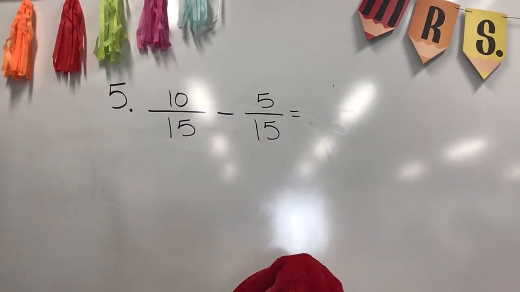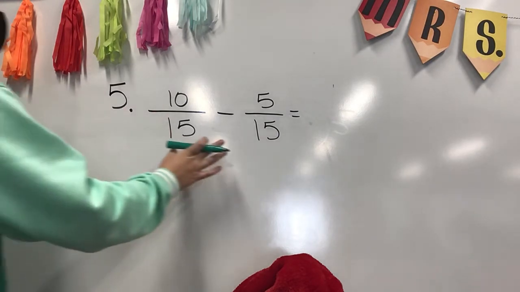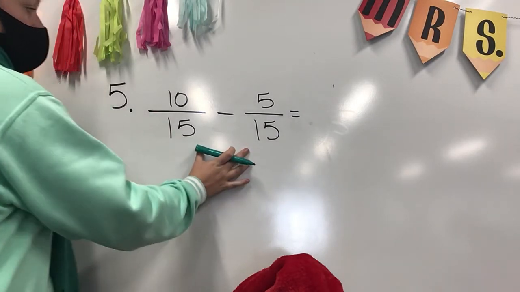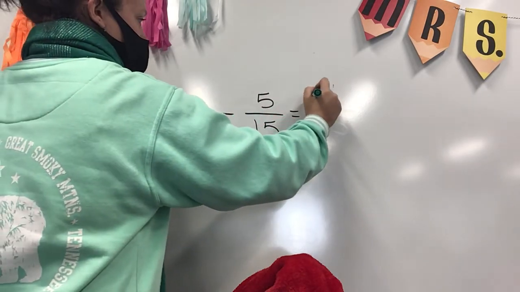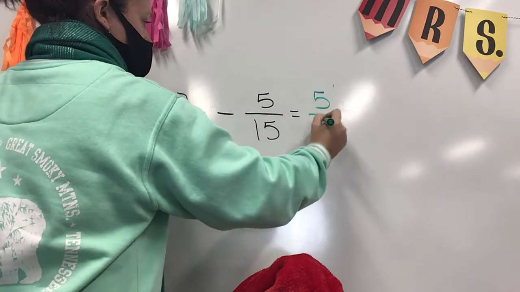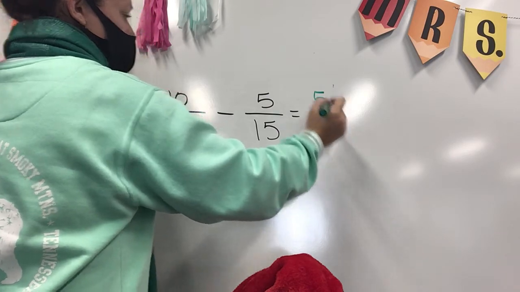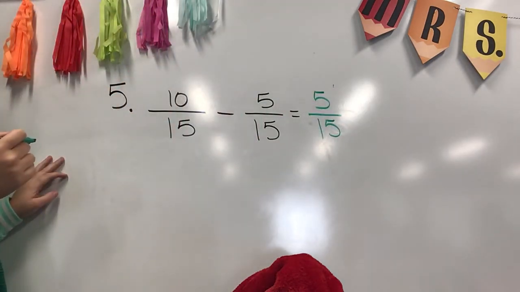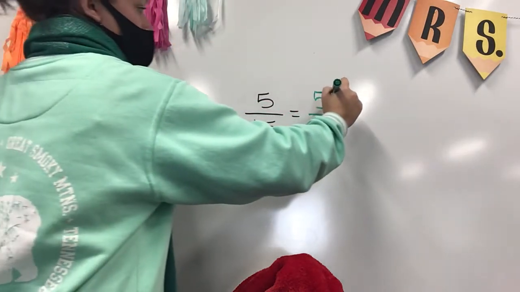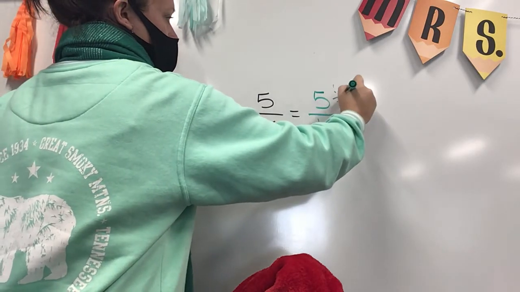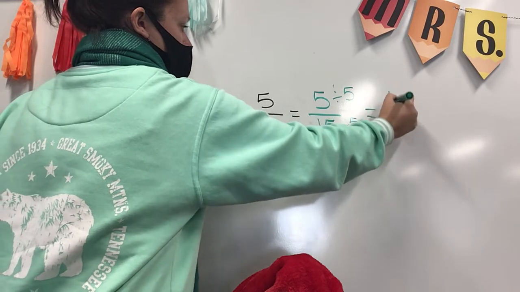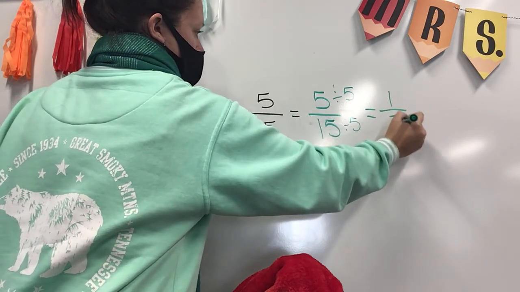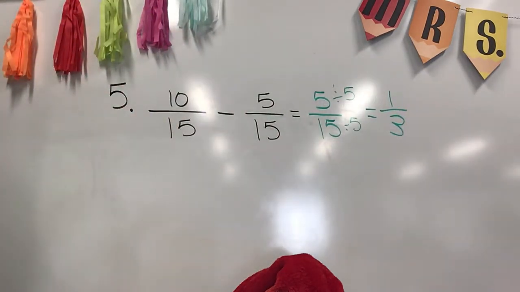All right, let's check my denominators. Do I have like denominators? Yes. All right, my numerators. I'm subtracting. What's 10 minus 5? 5. My denominator stays the same. And then my last step is I need to simplify. What is a common factor here, Bradley? 5. And then I would get 1/3. Very nice. Done.